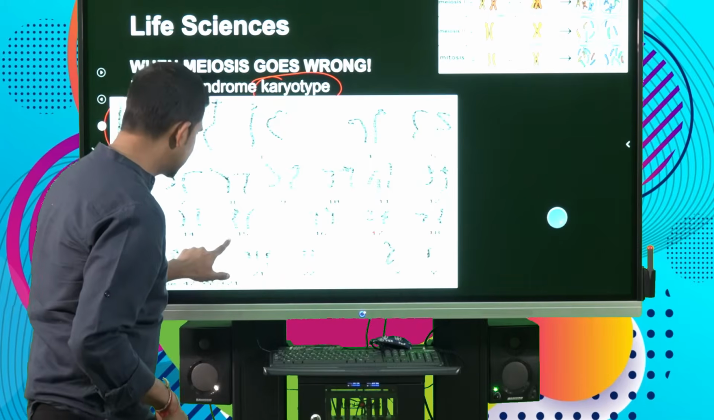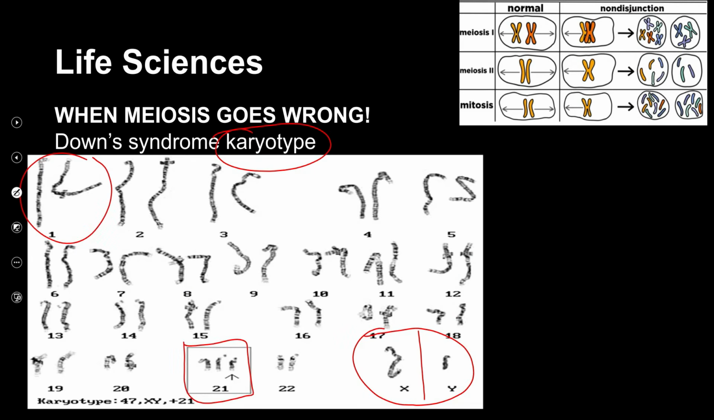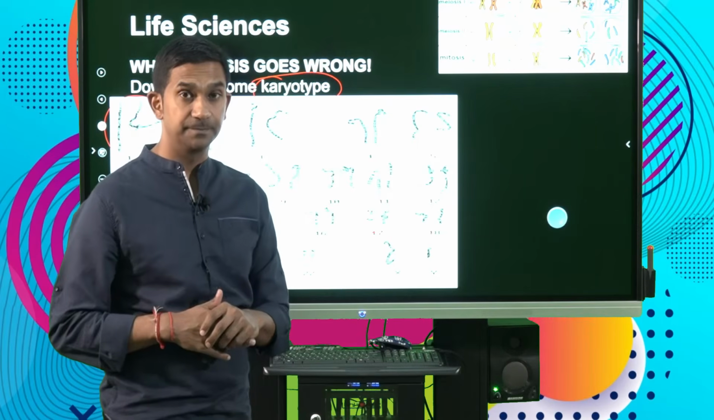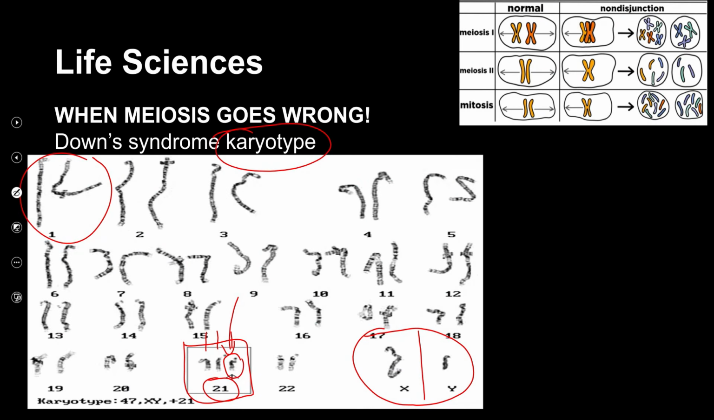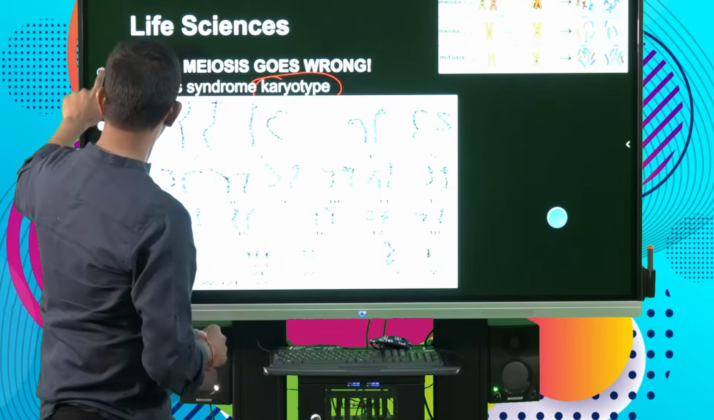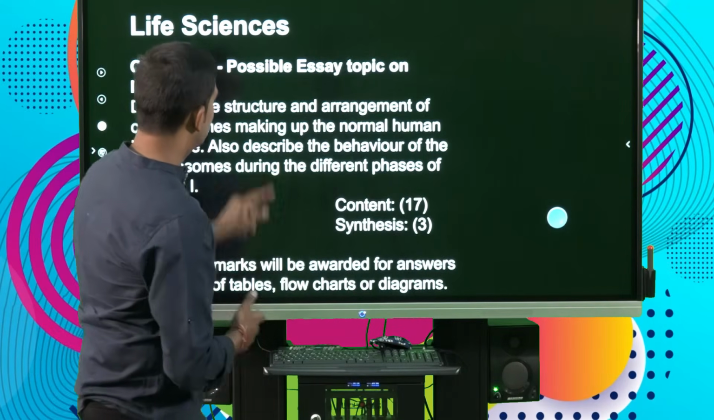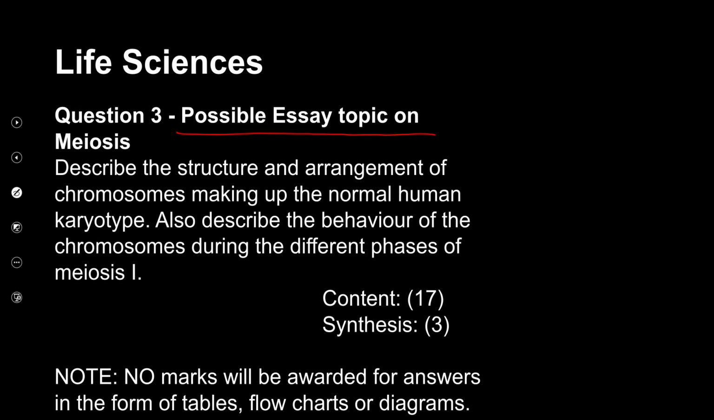What is highlighted in this little box is the presence of 1, 2, and 3 chromosomes number 21. So this initially is a sign of an abnormality in the chromosome number. That means that this individual has an extra copy, a trisomy of 21, and this is typically seen in individuals that have Down syndrome. Right, so let's move on to a possible essay question on meiosis.